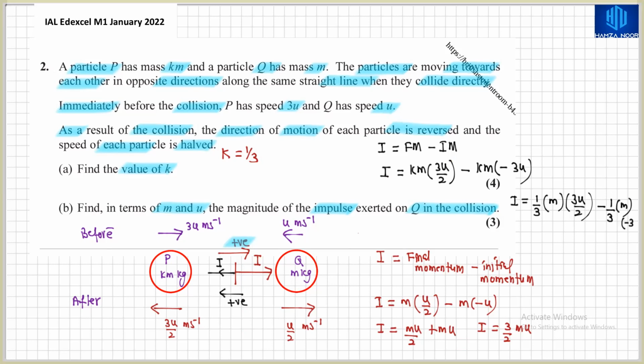Here I don't have space, so I'm writing a little lower. So impulse is equal to, this 3 and this 3 are cancelled out. Therefore impulse is equal to mu over 2 plus mu, as this 3 and this 3 are cancelled out. So therefore impulse is equal to 3 over 2 multiplied by mu, the same value of impulse. So you can do it in both ways. This was question number 2 of this paper.